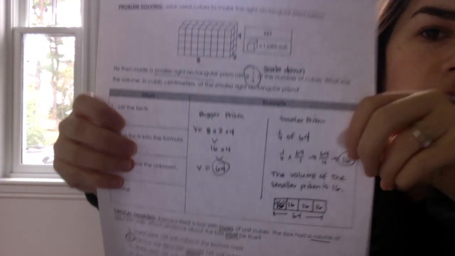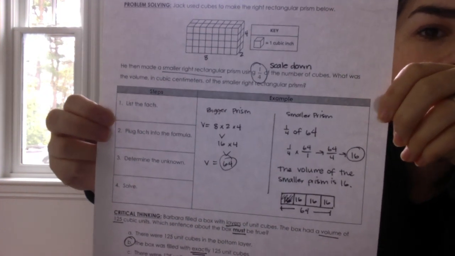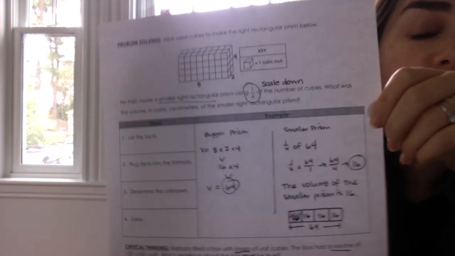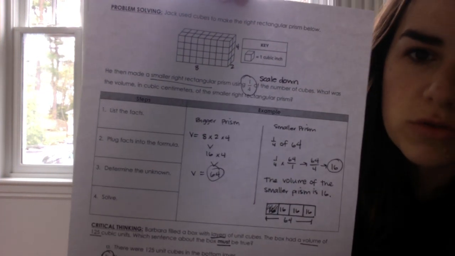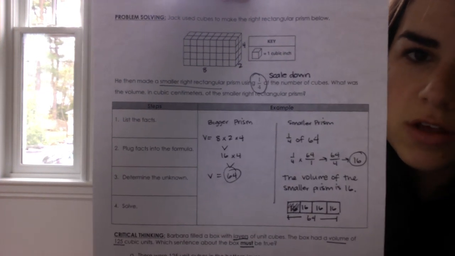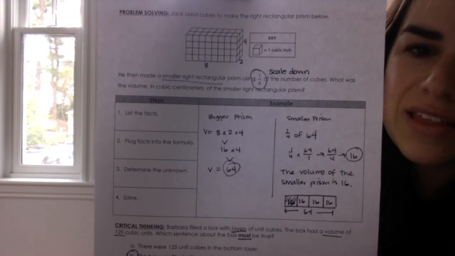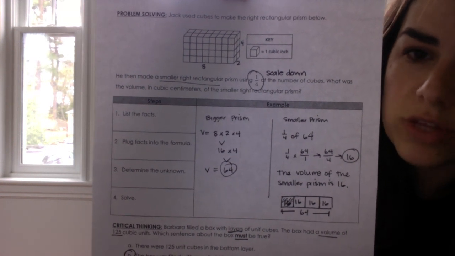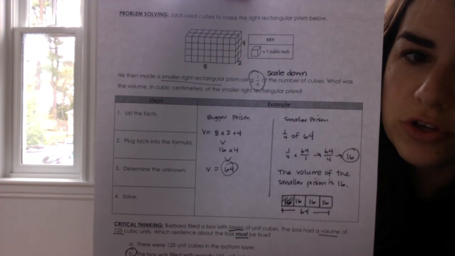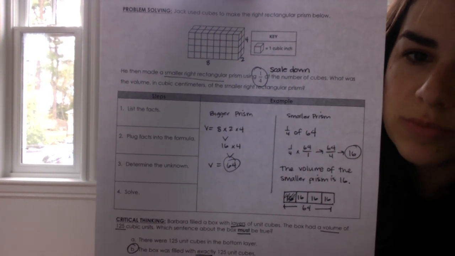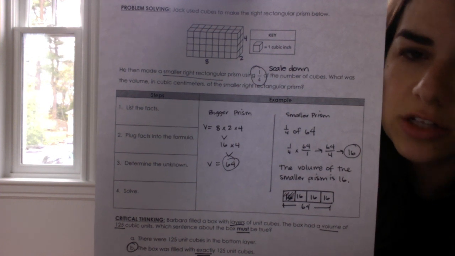So let's go over the problem solving section. This is a word problem that is actually 2 steps. So you have to make sure that you not only use the picture, but that you read it carefully. Jack used cubes to make a right rectangular prism. He then made a smaller prism that only used 1/4 of the number of cubes. What was the volume in cubic centimeters of the smaller right rectangular prism?